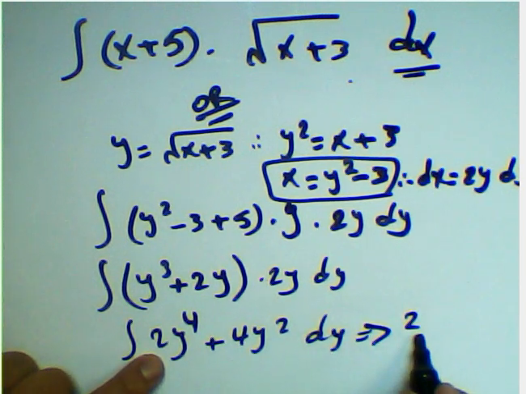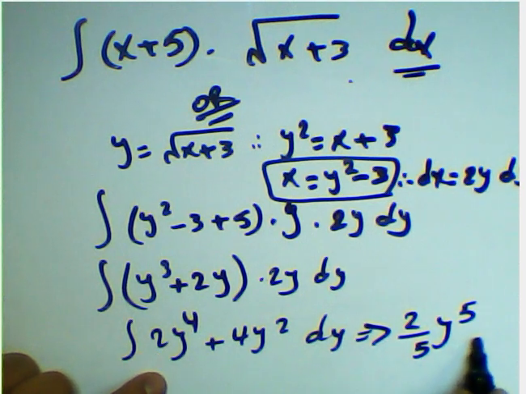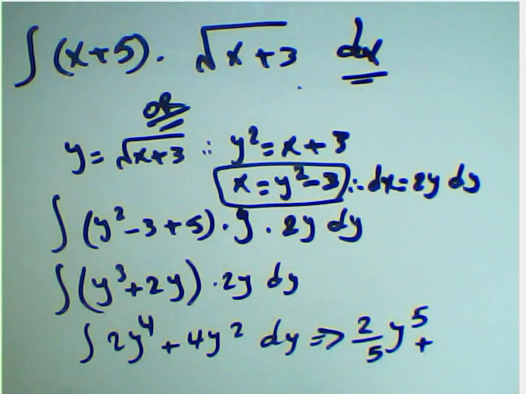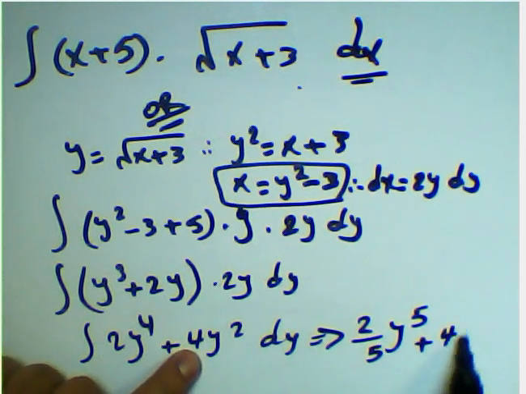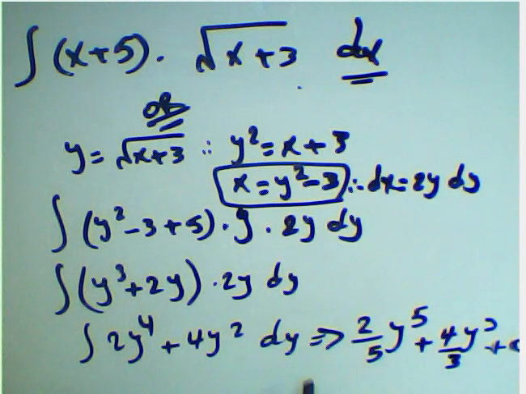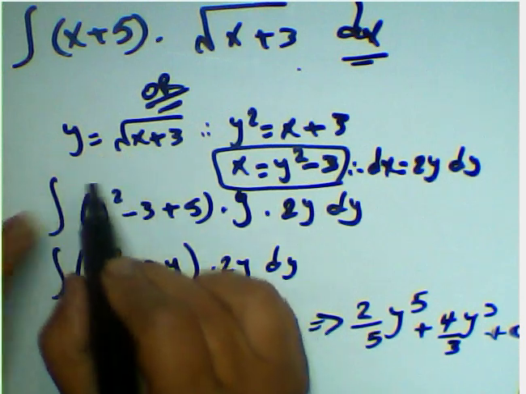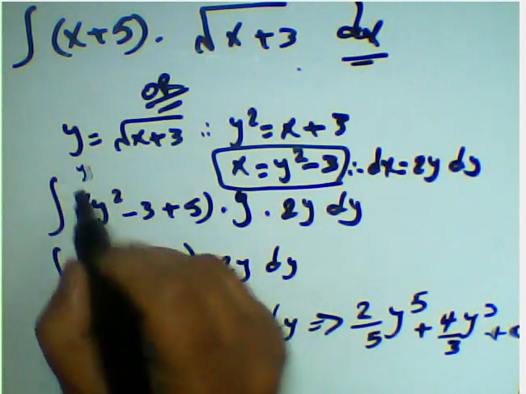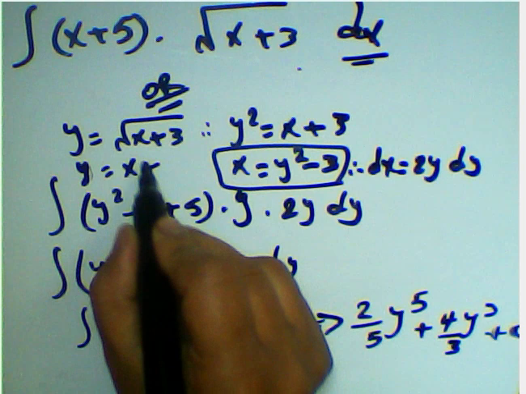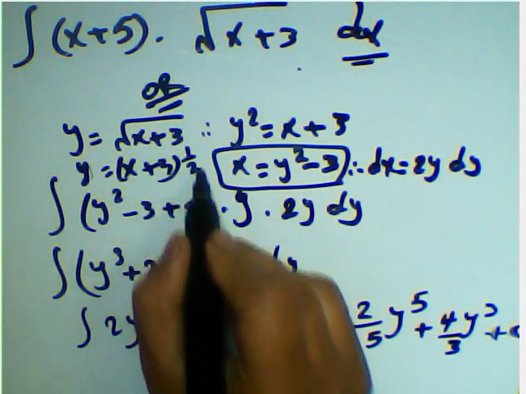2 over 5 y power 5 plus 4y power 3 over 3, and then constant in the end. We can change y and write y equal x plus 3, all power half.